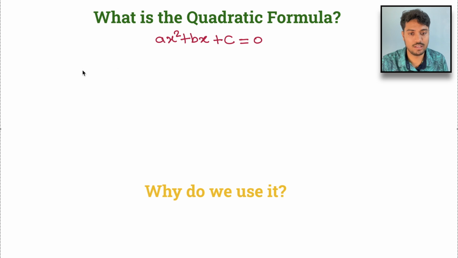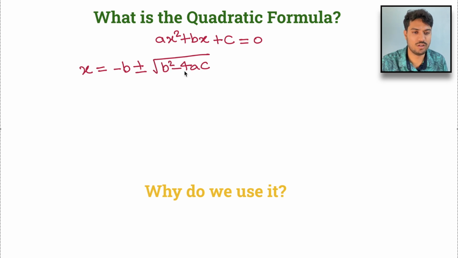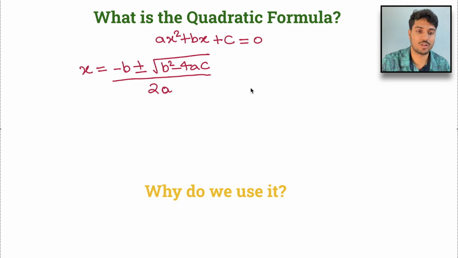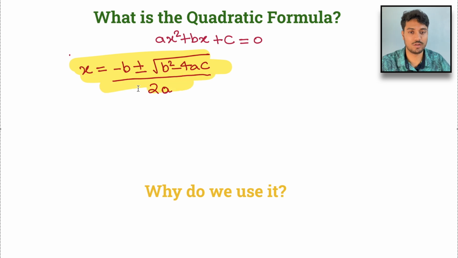So x is equals to minus b plus minus under root of b square minus 4ac whole divided by 2a. And this gives you two solutions, one with a positive sign and one with a negative sign. And you get two solutions of x, and that's the solution of the given quadratic equation. This is the quadratic formula.